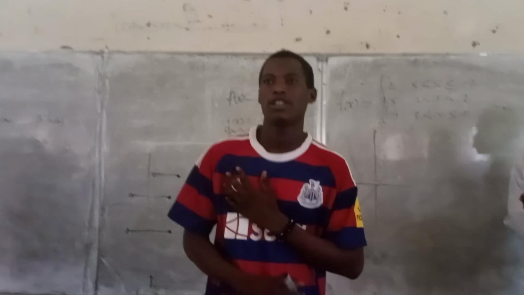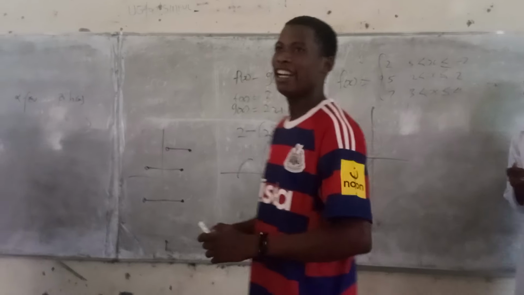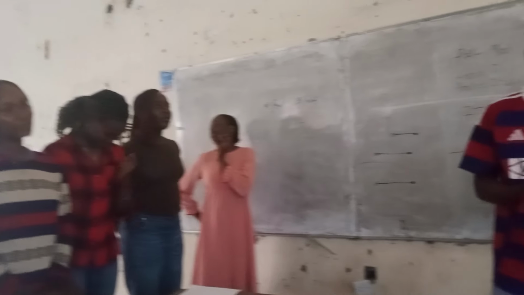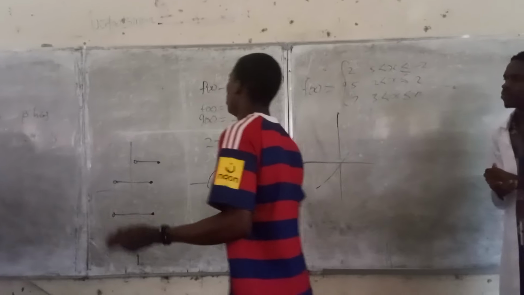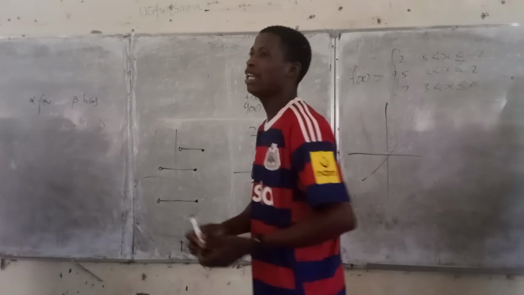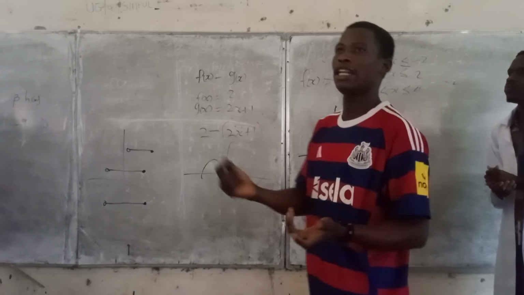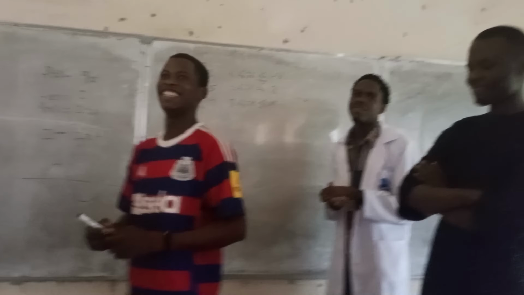My name is Bon. A piecewise function is a function that is made up of other smaller functions. For example, a woman, a pregnant woman that is carrying 3 children.